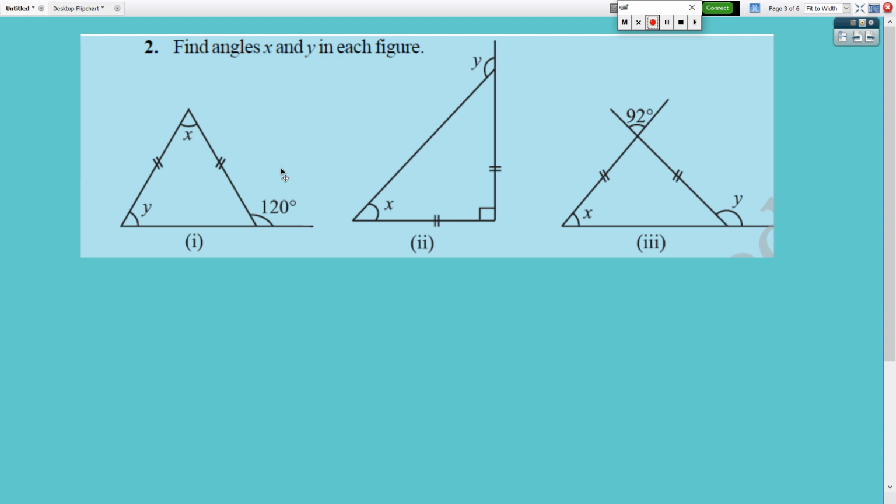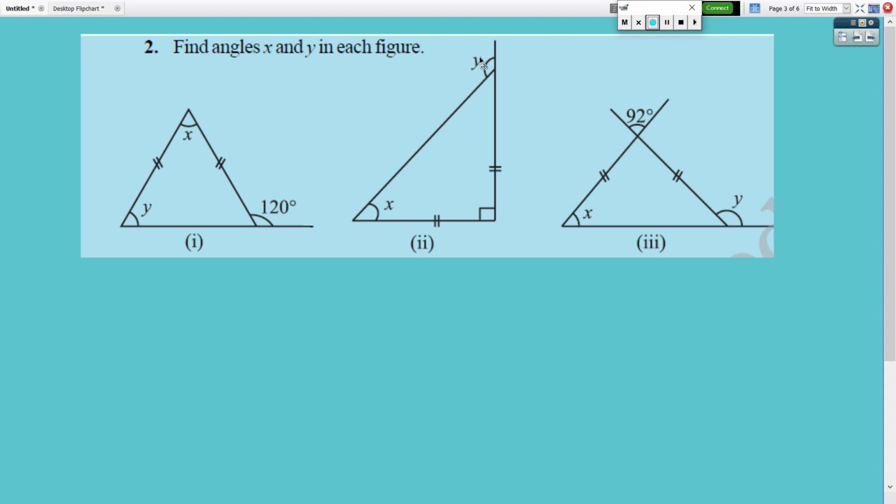Here is another set of questions. Here you can use the properties which you already learned. In the first question, you can find the angle y, because this angle and this angle are equal, and to get x you can either use the exterior angle property or the angle sum property. Like that, these three questions also you can do.